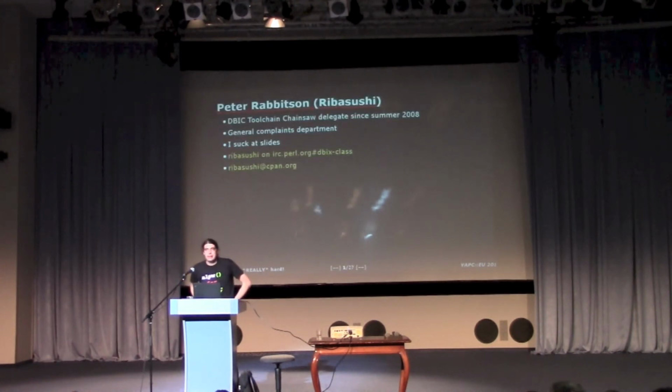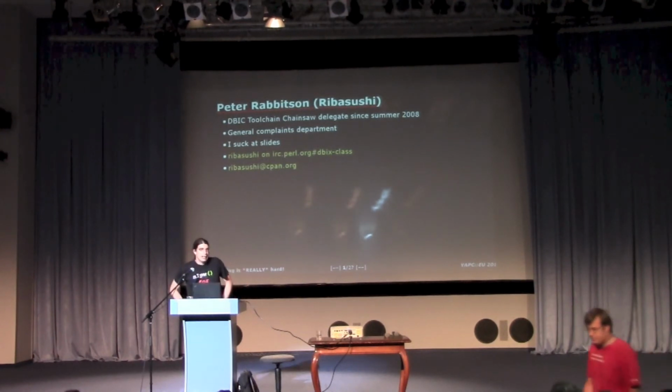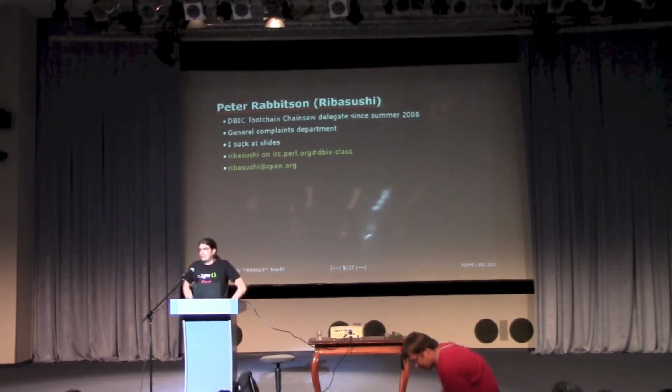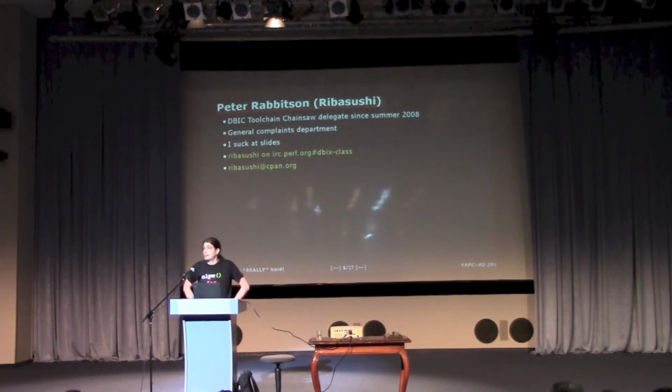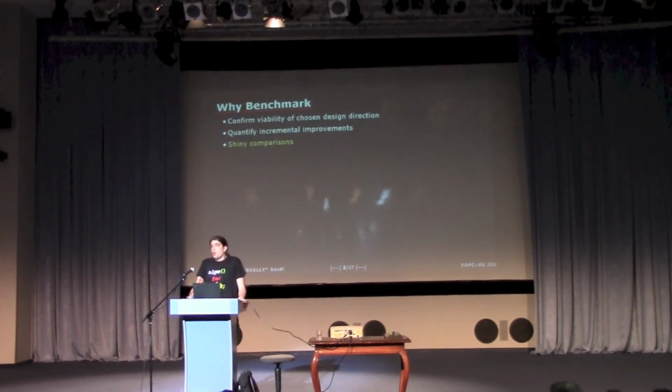My name is Peter Rabbitson. Most of you know me by ribasushi. I have been the DBIx::Class toolchain chainsaw since 2008, and I generally complain about stuff running too slow or not well enough, and so on and so forth. And I suck at slides in general. Those slides are not very informative, but we'll get there. And I again am available on IRC these days under the nick ribasushi, and of course you can reach me by email. So, why do we benchmark?